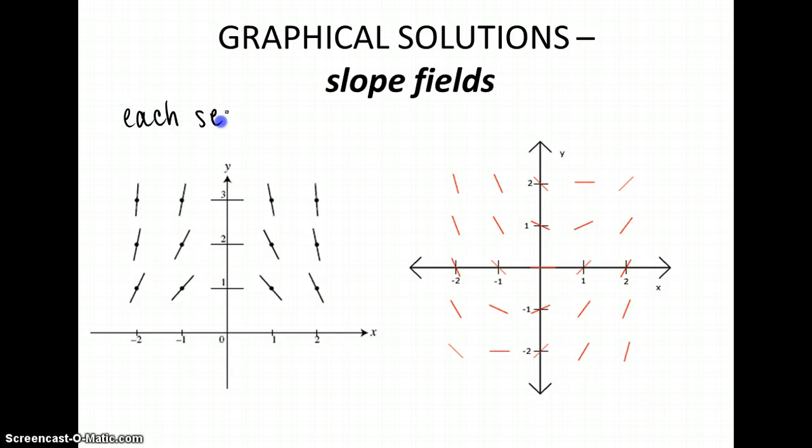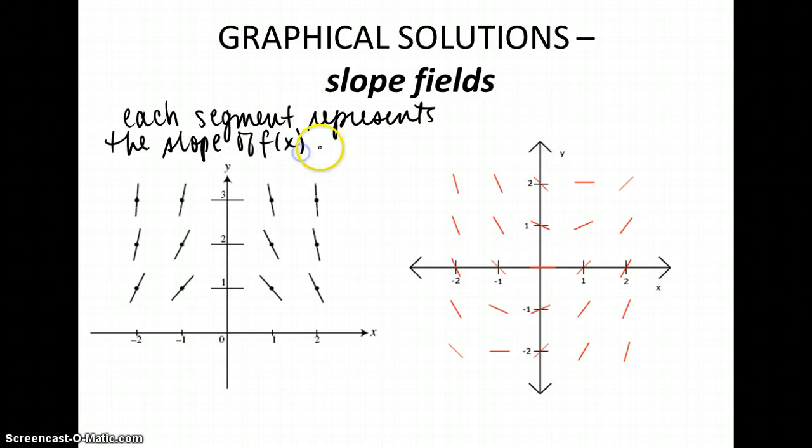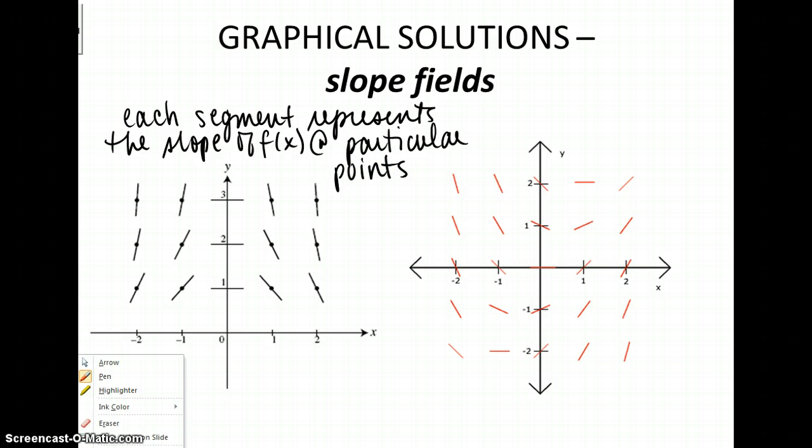Each tiny segment that you see on both of these graphs represents the slope of the function at particular points. So the slope field represents exactly that. This represents the slope at every single point on this graph of f. We don't know what the function is, we don't have an equation for it, but we know the behavior of the function.